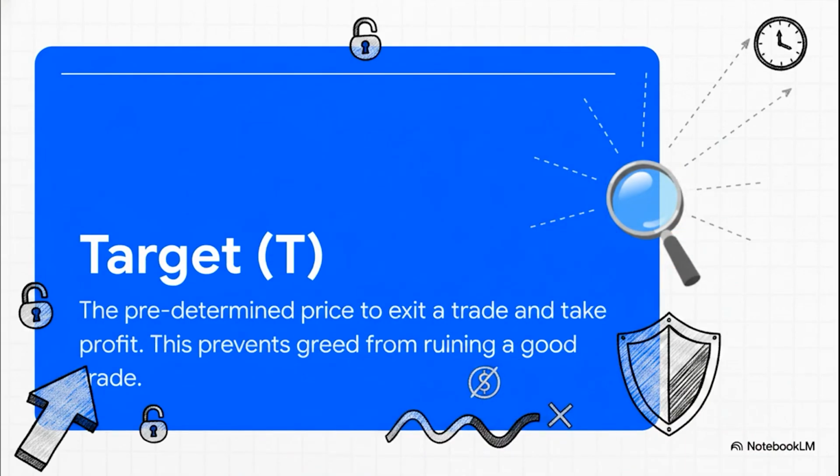T is for target. This is the preset price where you take your profits off the table. A profit target is all about discipline. It's what stops greed from taking over and letting a beautiful winning trade slowly bleed back into a loser, all because you were hoping for just a little bit more.